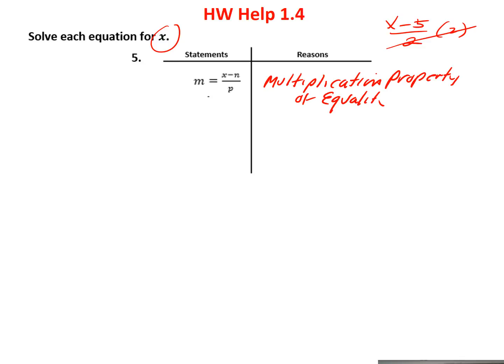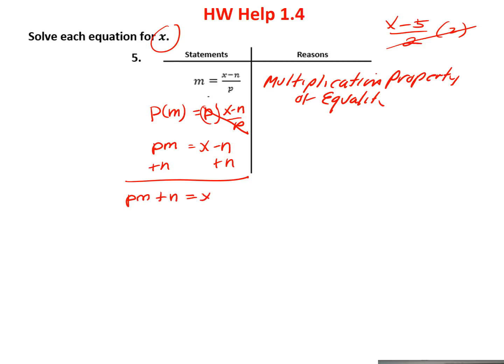I'm going to multiply both sides by the p. So I'm going to have p times m on that side equals p times x minus n over p on this side. So here I get pm, and over here p divided by p is 1 equals x minus n. By the way, this could be pm or mp. It doesn't matter. Now I'm solving for x, so I undo the minus n by adding n. And we end up with pm plus n equals x.